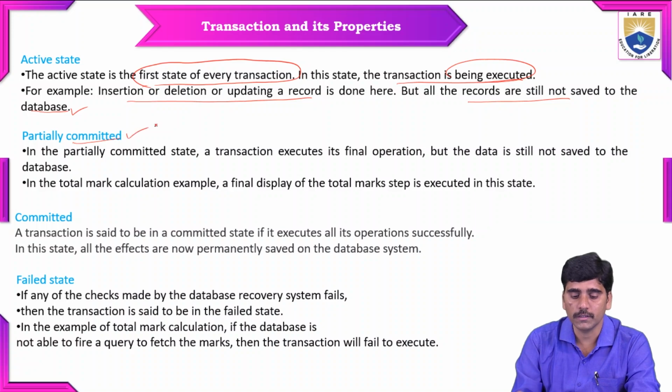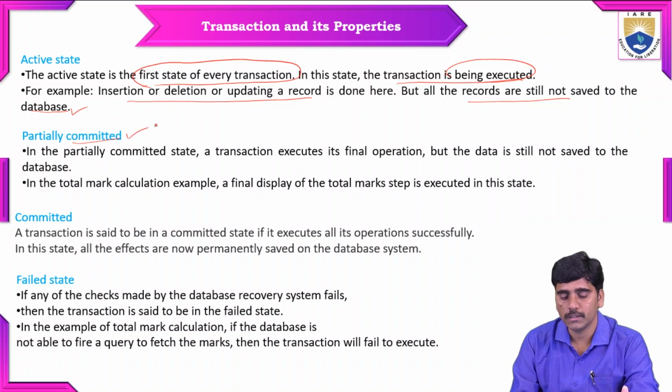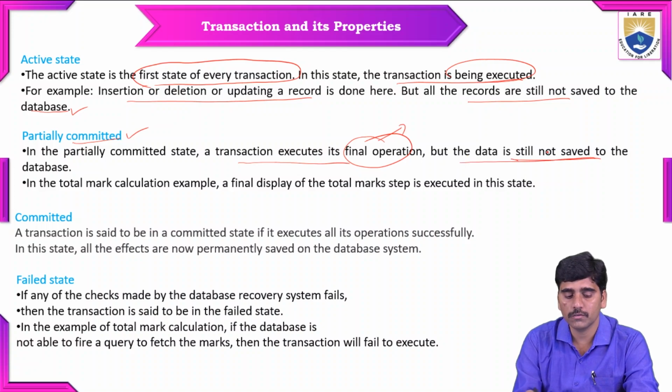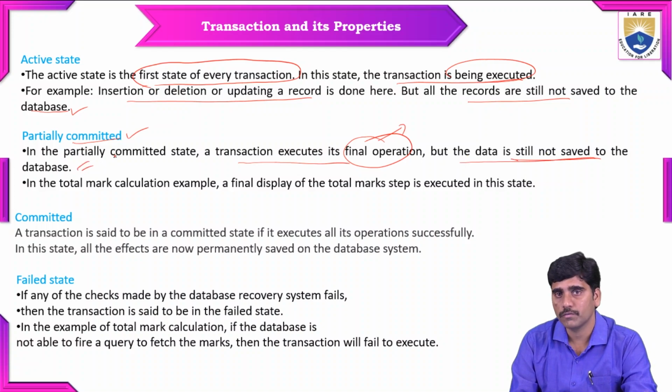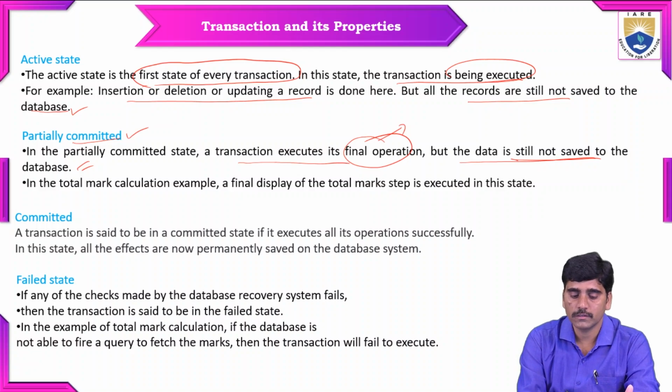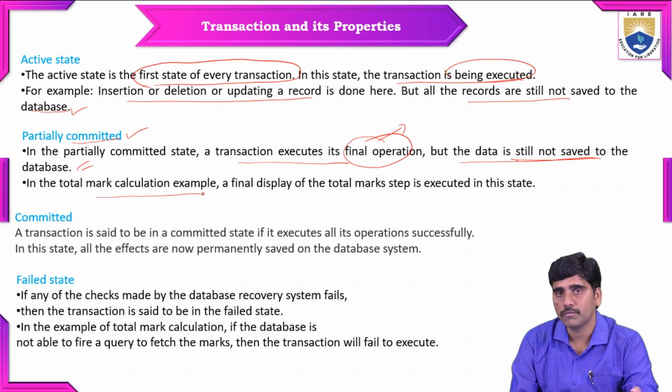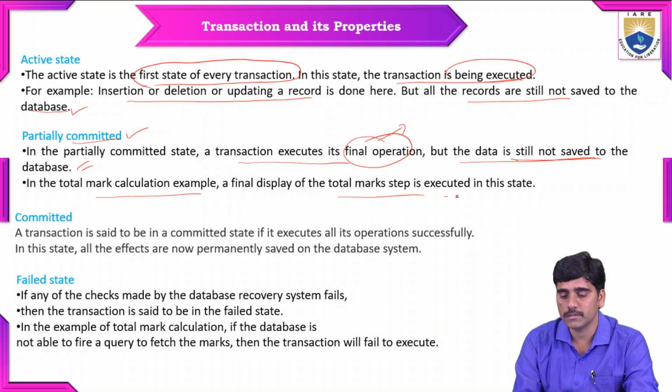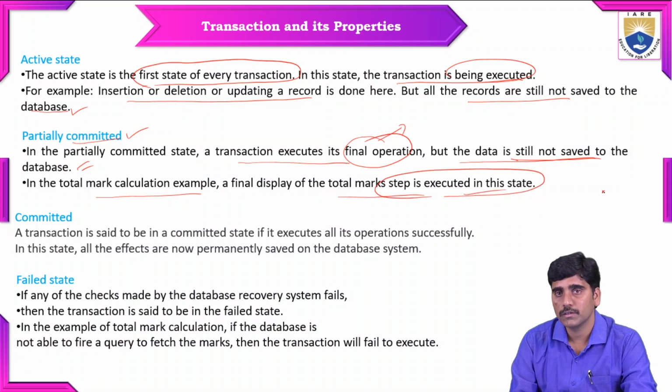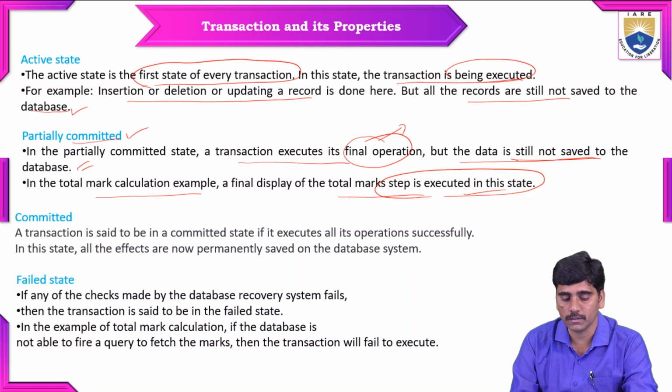Second one, partially committed. So in the partially committed state, a transaction executes its final operation. But the data is still not saved to the database. So the final operation is executed, but the data is not saved in the database permanently. So example, total mark calculation. The final display of the total marks step is executed in this state. So if any student wants to update that marks, then it is in partially committed state.